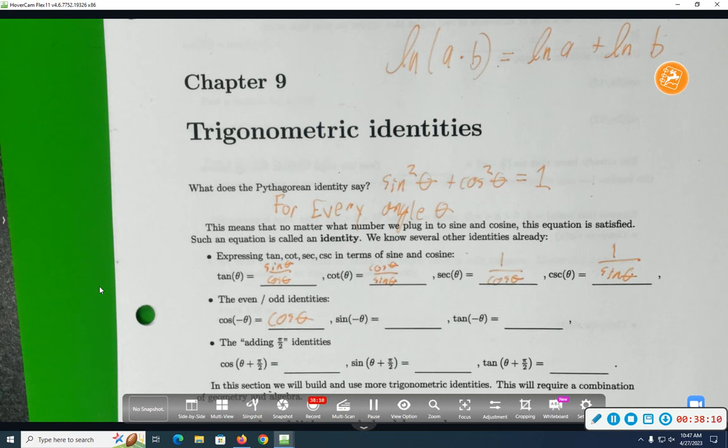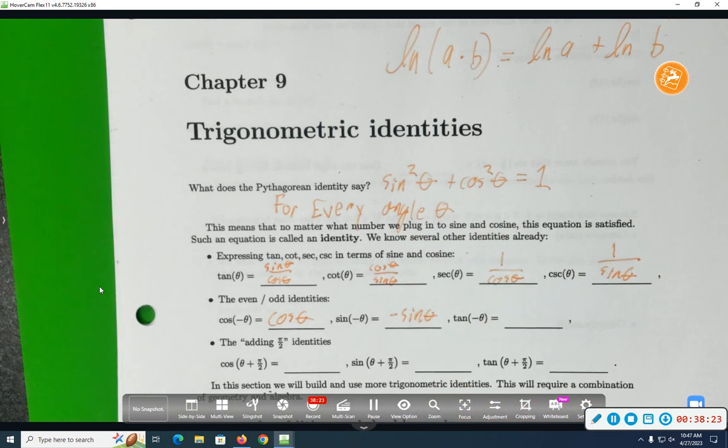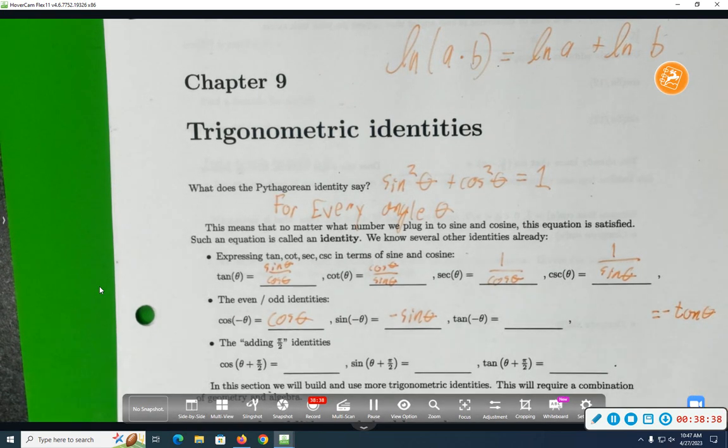Same thing for sine. Sine of negative theta is negative sine theta. And you said that with more confidence. Sine is odd. How about tangent of negative theta? That is correct. It is negative tangent theta.